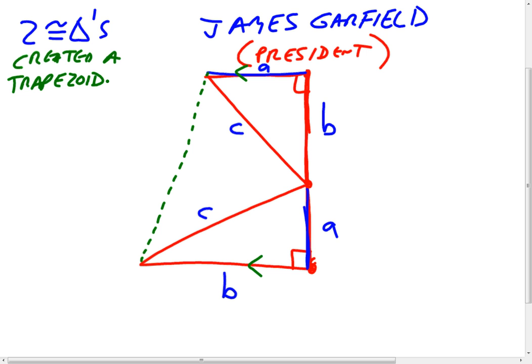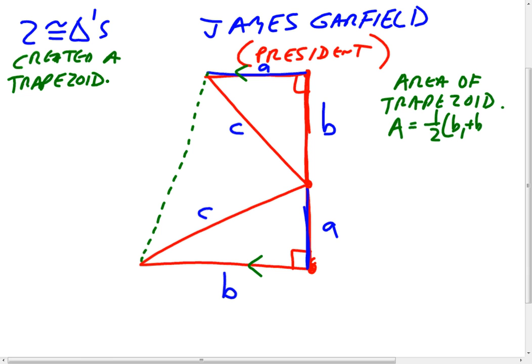Take a look at the whole thing as a trapezoid, and look at your formula sheet for the area of a trapezoid. What's the formula for the area of a trapezoid? Height times base 1 plus base 2 over 2. All right, so does it say 1/2 B1 plus B2 times height? Something like that.